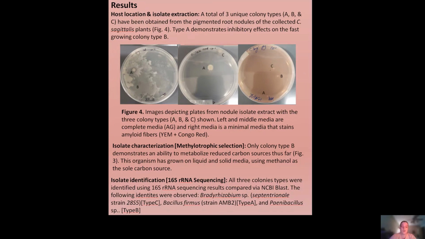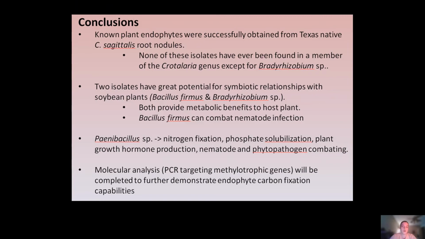And based on the identification, the three colony types were identified to be different organisms, with type C being bradyrhizobium, type A being Bacillus firmus or Cytobacillus, and type B being Paenibacillus. All three of these organisms are known plant symbionts, with bradyrhizobium being sort of the poster child for nodulation as well as nitrogen fixation. Now, both bradyrhizobium as well as the Bacillus firmus do show the ability to induce nodulation in soybeans, and so these may perhaps be used as an inoculum for Texas native farmers that might utilize this particular crop.